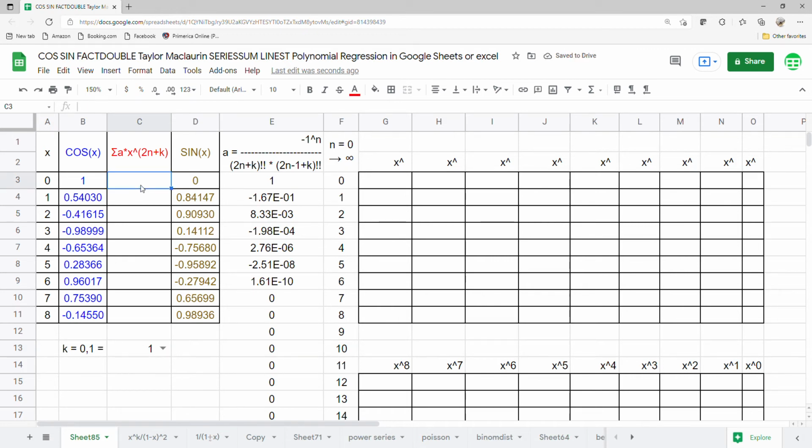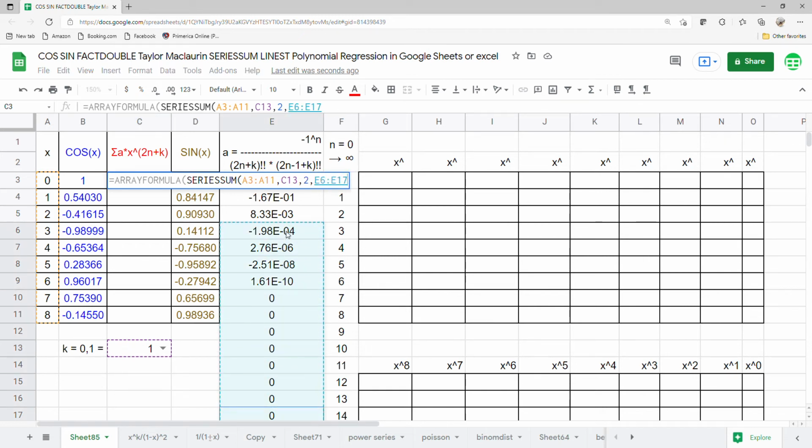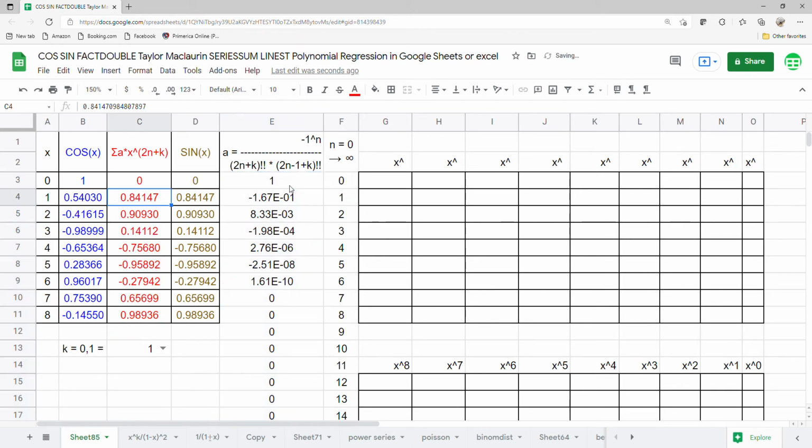Now we can complete the expansion, which is array formula, series sum of the x values. So x values raised to the power 2n plus k, where 2n plus k starts from k, incremented by 2n. So 2n is 0, 2, 4, 6, so the increment is 2. And the coefficient, it will be this range. And enter. So k equals 0, it's cosine. K equals 1, it is sine.